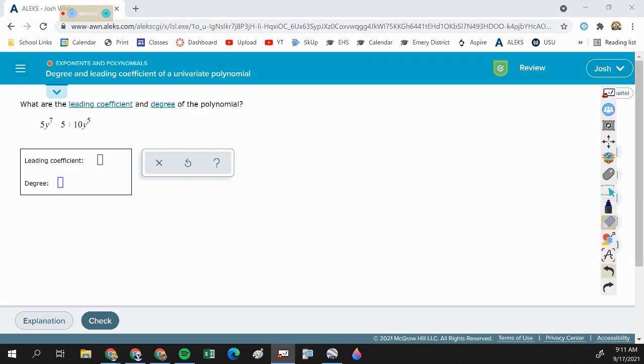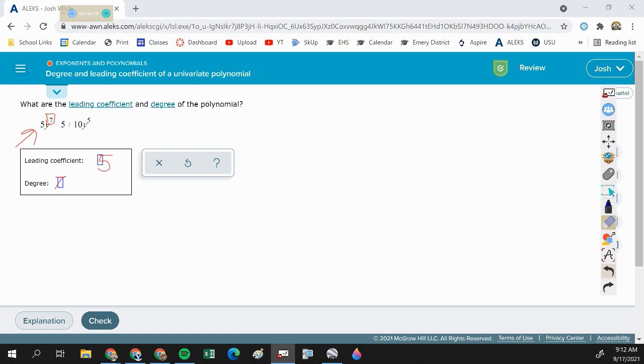So we're going to review leading coefficient and degree. Both the leading coefficient and the degree are housed inside the term that has the biggest exponent. So even though this is out of order, we look for the largest exponent. And that is the leading term. So that exponent is the degree. So the degree here is 7, because that's the biggest exponent. And then the number in front of that term is the leading coefficient, which is 5.